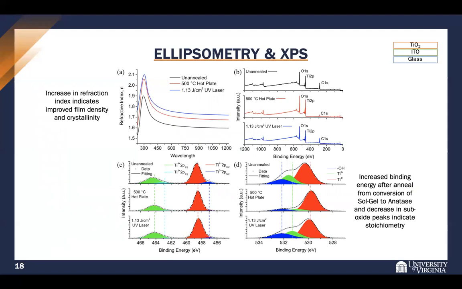In the XPS, we looked at the titanium peaks and the oxygen peaks, and they show an increased binding energy after the anneal from conversion of the amorphous sol-gel phase to anatase, and also a decrease in any suboxide peaks, which indicates improved stoichiometry to TiO2 from TiOx.